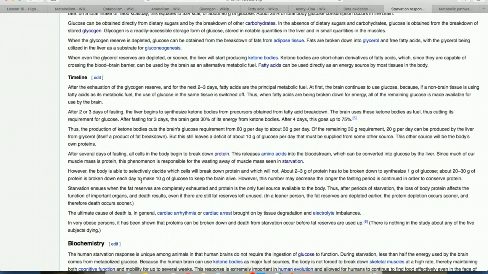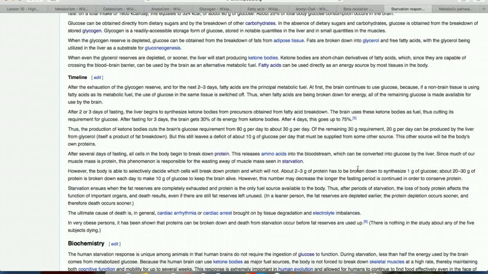Also, this is interesting. About 2 to 3 grams of protein has to be broken down to synthesize 1 gram of glucose. So this is a very inefficient use of protein.